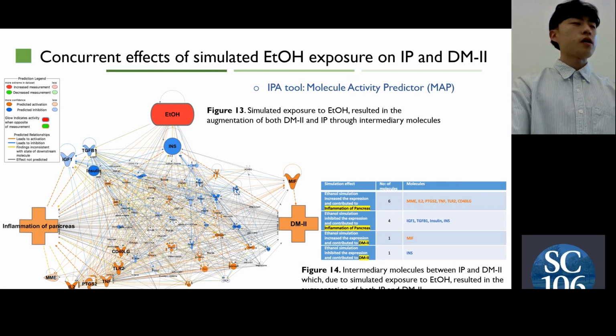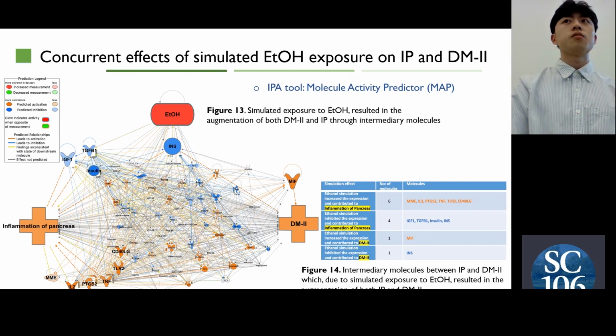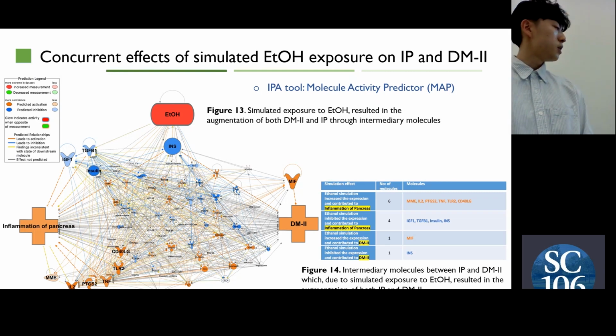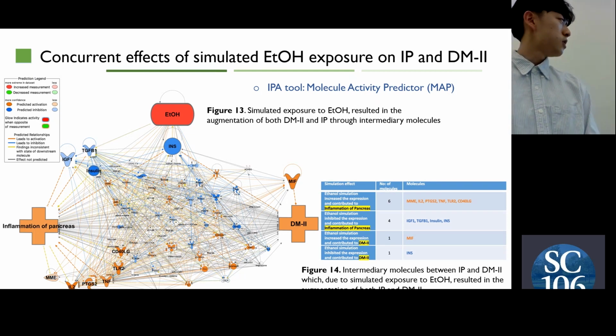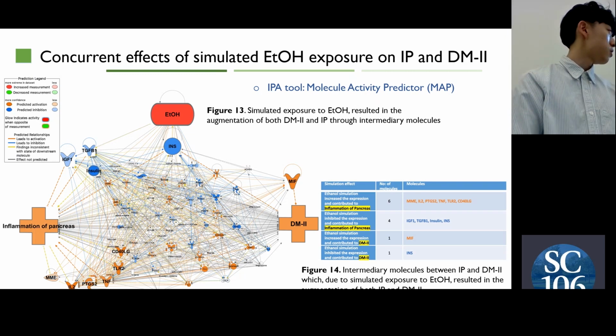The ethanol was added to this pathway as a way to determine how ethanol's effects can be mediated between IP and DM2. And I've enlarged certain molecules that have an effect on both IP and DM2. Most notably, there is MIF. This is an inflammatory molecule that is leading to the activation of DM2. I would like to look further into this molecule as it also is affecting inflammation of pancreas as well.